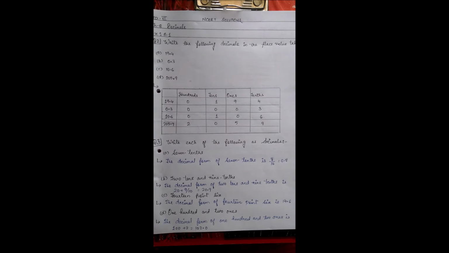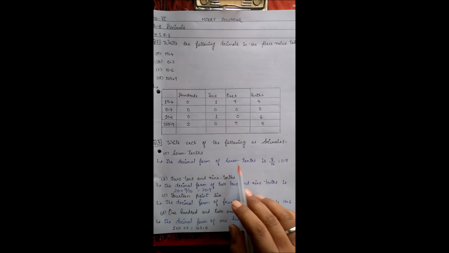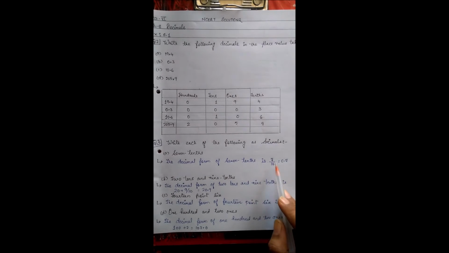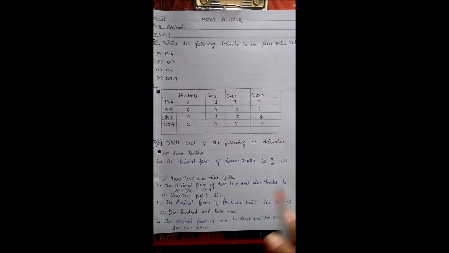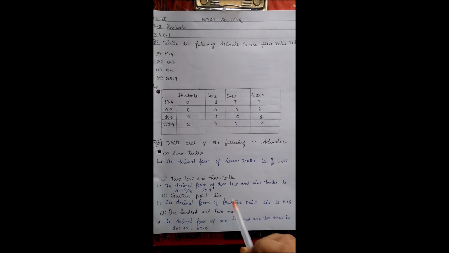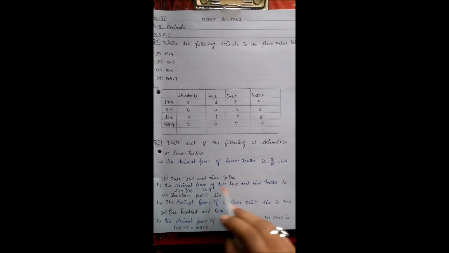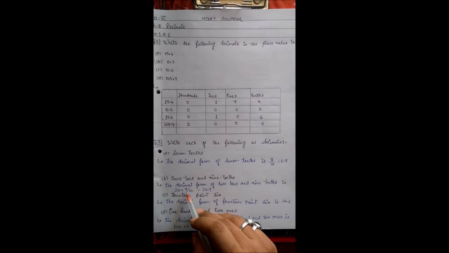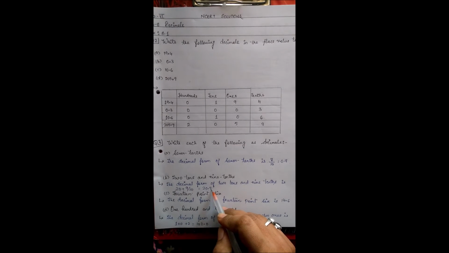Moving to the next question. Write each of the following as decimals. 7 tenths. The decimal form of 7 tenths is 7 upon 10, or we can write as 0.7. 2 tens and 9 tenths. So decimal form of 2 tens and 9 tenths is 20 plus 9 upon 10. So it is 20.9.